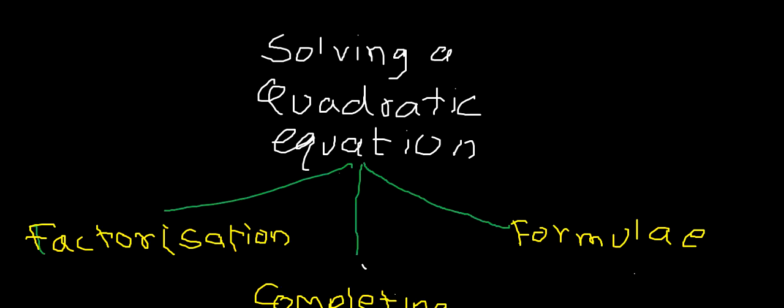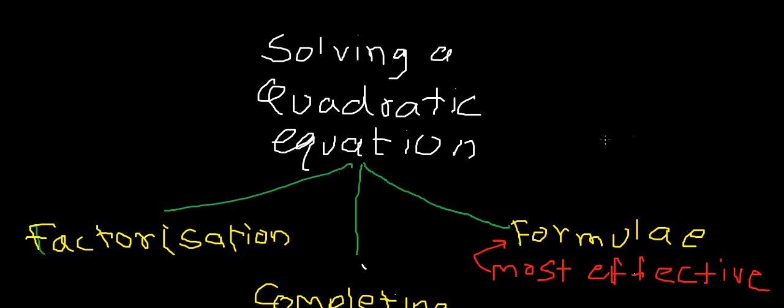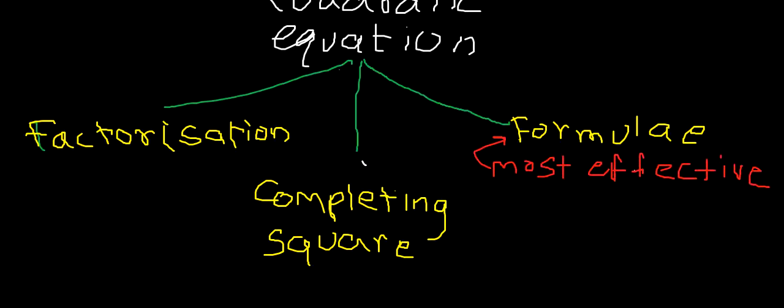So this formula method is the most effective method, as it can work with any quadratic equation. Factorization can also work with any; actually both of them can work, but they get difficult with some types of quadratic equations, whereas the formula method can work with any. You can say it is a universal method for solving quadratic equations.